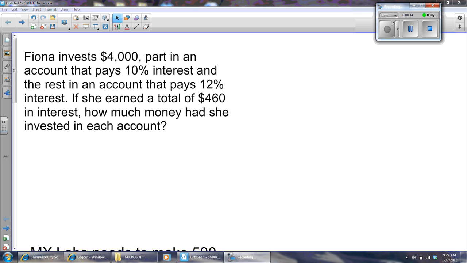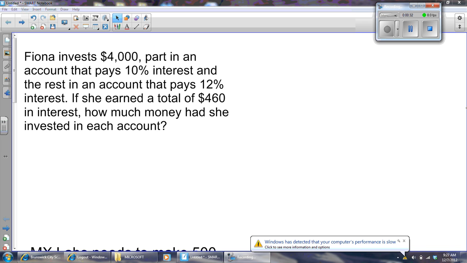The first problem is, I'll read it in case you're watching on a device where it's too small to read. Fiona invests $4,000, part in an account that pays 10% interest, and the rest in an account that pays 12% interest. If she earned a total of $460 in interest, how much money had she invested in each account?